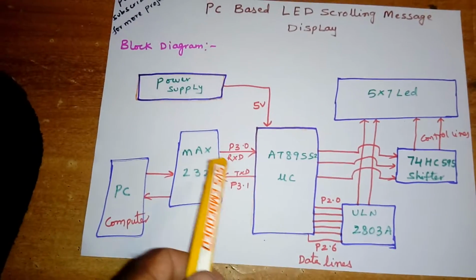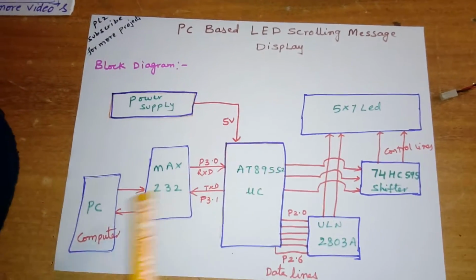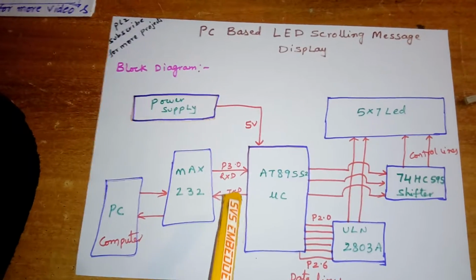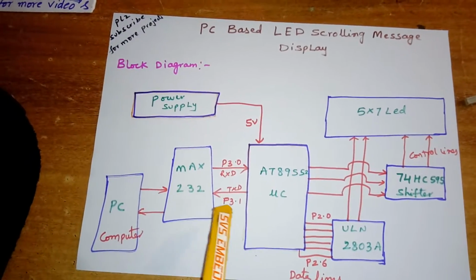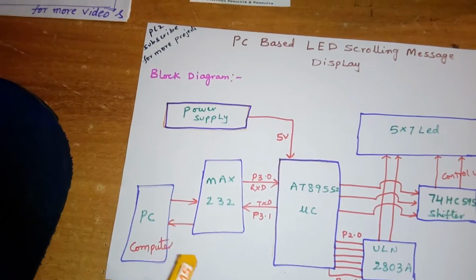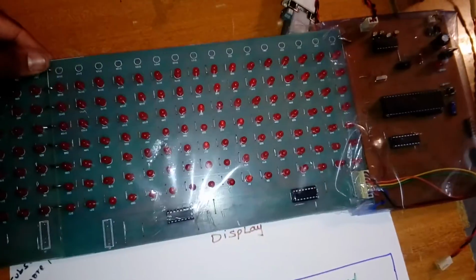And here I am going to control the data. I'm sending the data from the PC to the LEDs. So here I'm connected with the MAX232, P3.0 and P3.1, RXD and TXD, and it is connected with the computer. So this is my scrolling display board.